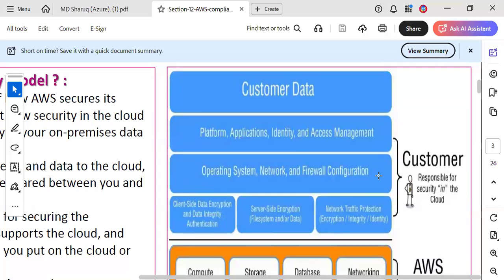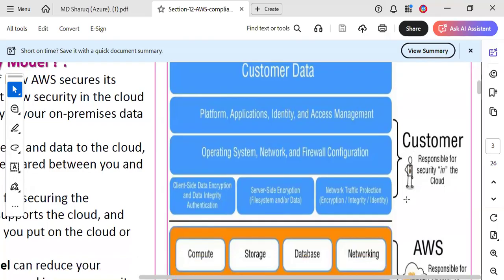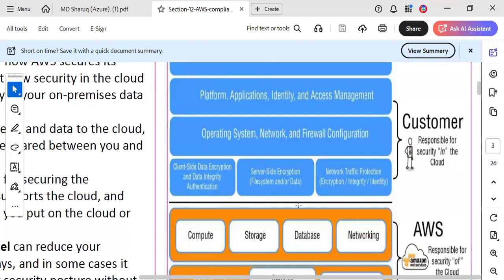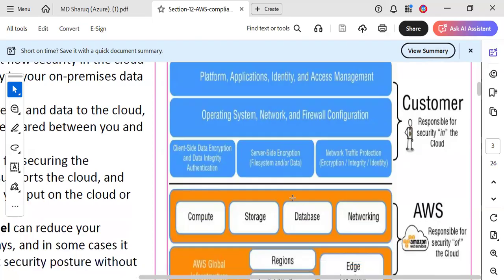So here, let us move forward. Operating system, network and firewall are all sitting on the on-premises network. These are all customer networks. If you see here, the customer is responsible for security in the cloud, within their cloud. Their on-premises setup is like this, and it is connected to AWS.